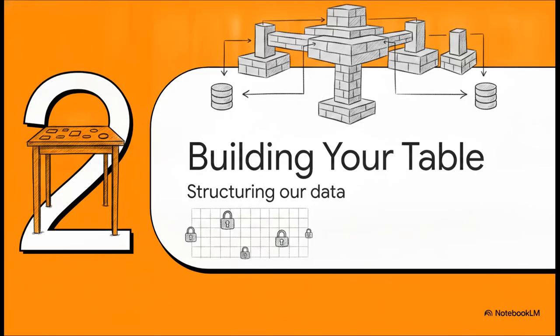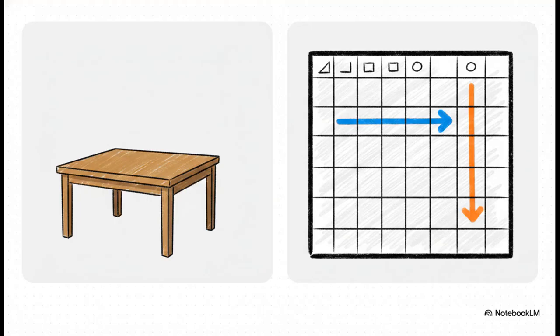Moving on to Section 2, building your first table, structuring our data. Now, if the word table sounds a bit intimidating, don't sweat it. A database table is exactly like a spreadsheet. It's just rows and columns. The columns represent the different types of information we want to track, say name or marks, while the rows are the actual individual records, like Arjun's specific info, for example. It's a super intuitive way to structure things.